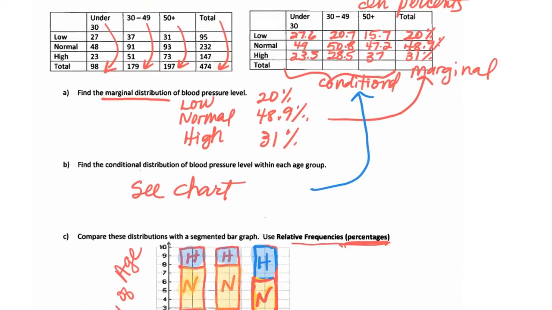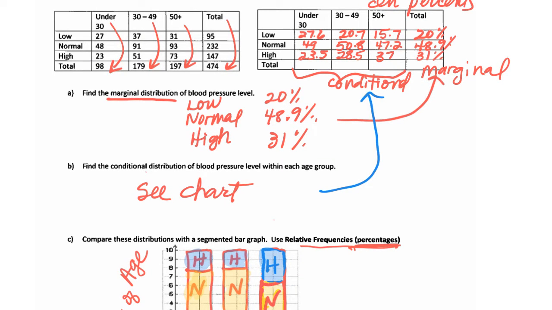All right, next is the blood pressure problem. And again, we know that age is the explanatory variable. So we are doing our fractions in this direction. And so marginal distribution is coming from here in the margin. Here's our marginal area. And then we've got our conditional based on age. Okay, so I've got those listed there and you can see them.